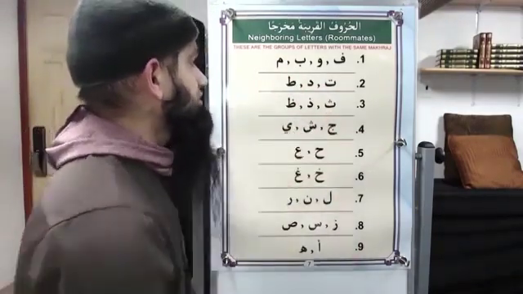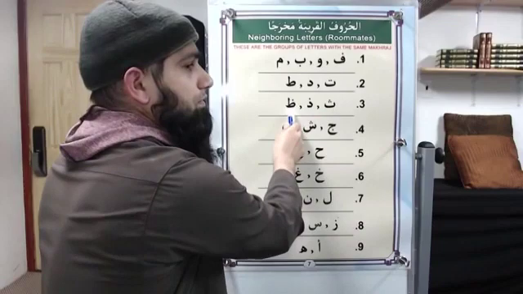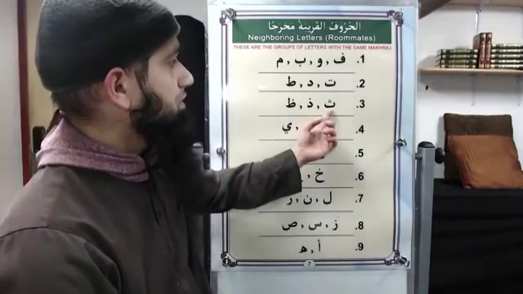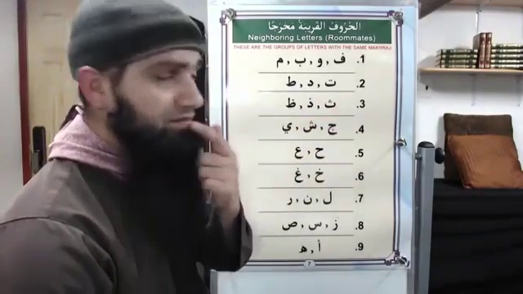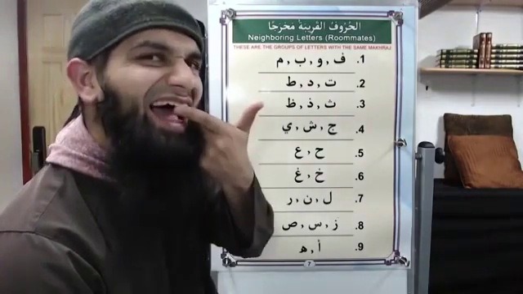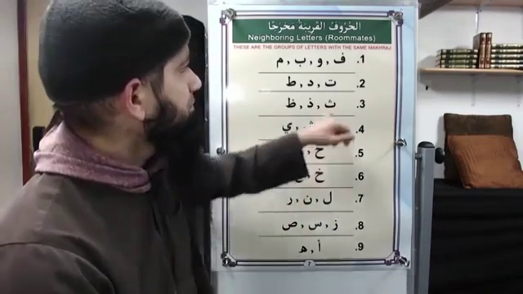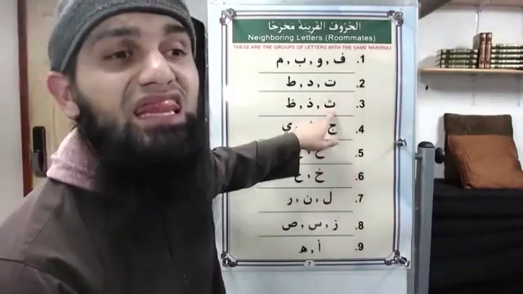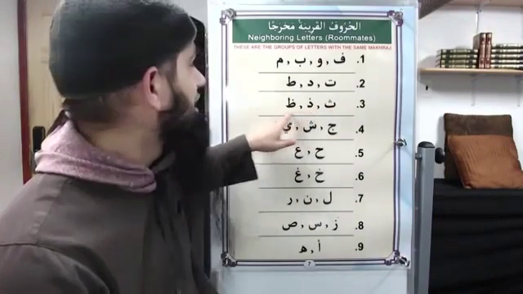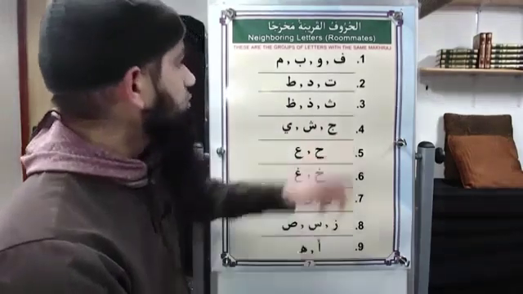Third group. Let's pronounce them. Tha, Dhal, Dha. What's similar between them? Again, where do they come from? Again, the front flat part of the tongue against the tip or the edge of the upper teeth, right? So, ath, adh, adh. Same place.